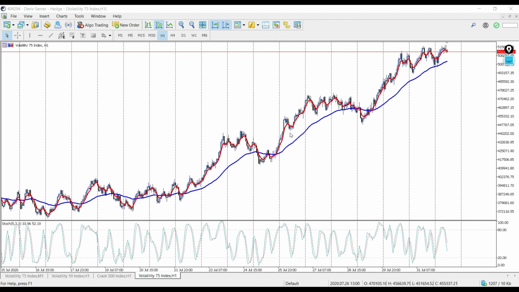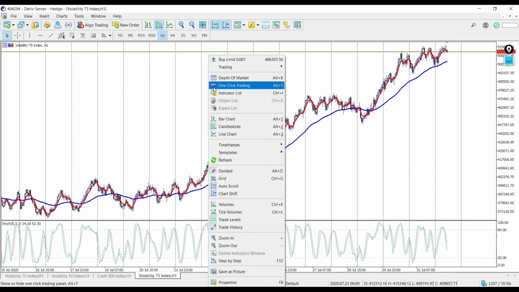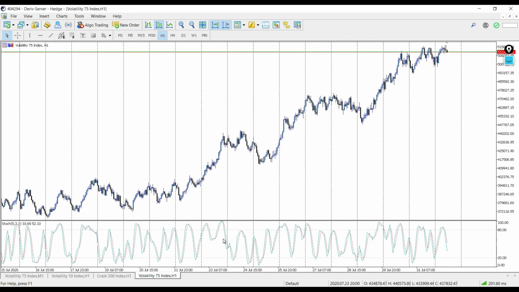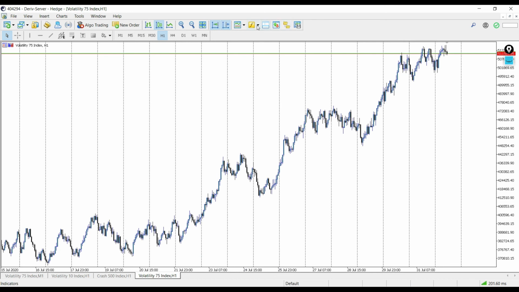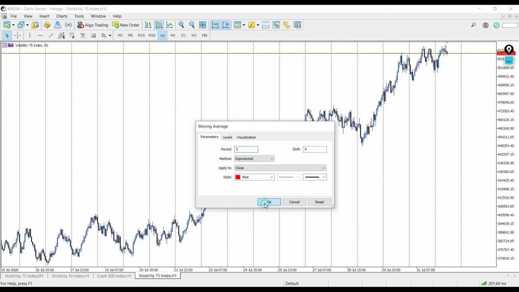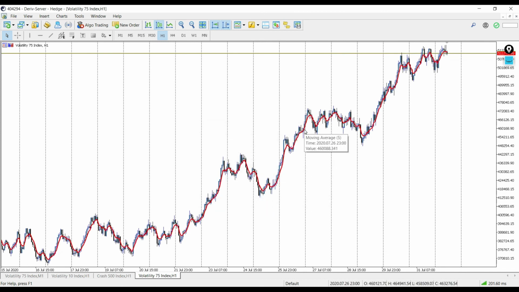Should you want to remove them, you can simply right click your mouse, go on indicators, and you can just delete them like that. Or come here on the indicator itself and delete indicator or window, and that's that. And let's bring back one of these moving averages. Now you can simply come on the moving average, right click your mouse, and delete indicator. That's how simple.